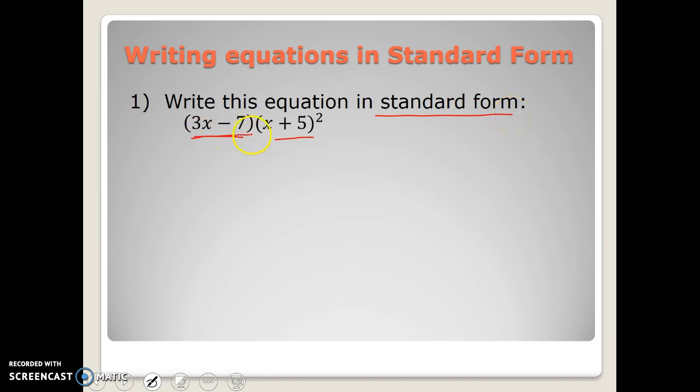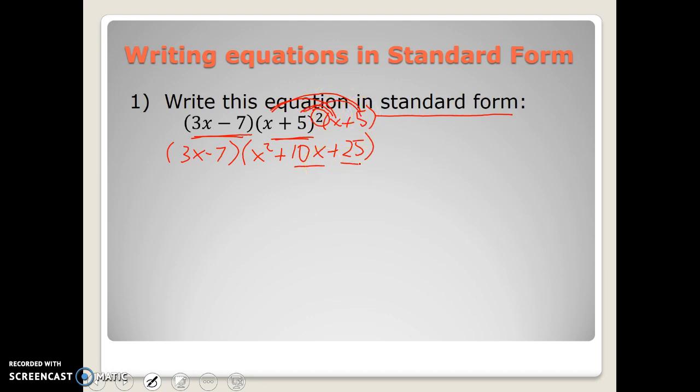But before I can take 3x minus 7 times x plus 5, I'm going to have to square the x plus 5. So the 3x minus 7 is not going to change, but the x plus 5 squared can be written as x squared plus 10x plus 25. What I really did there is I just took the x plus 5 and multiplied it by itself. If I took x plus 5 times x plus 5 the long way, x times x would give me x squared. Then I would have a 5x and another 5x, which gives me the 10x, and 5 times 5 is 25.